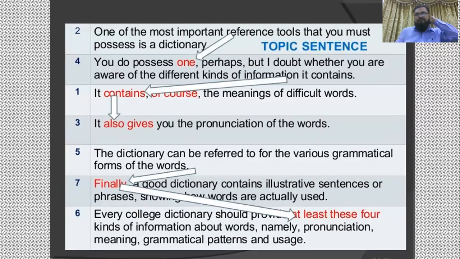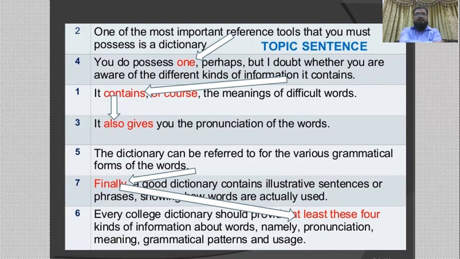Further, now you see. Sentence number 1. One of the most important reference tools that you must possess is the dictionary. Next is, you do possess a dictionary, but I doubt whether you are aware of the different kinds of information it contains. Now the important reference is linked with the dictionary. And different kinds of information. What kind of information? It contains, of course, the meaning of difficult words. Now the third sentence is referring to the second, and it contains, of course, the meaning of difficult words, and it also gives the pronunciation. The fourth one is also connected.